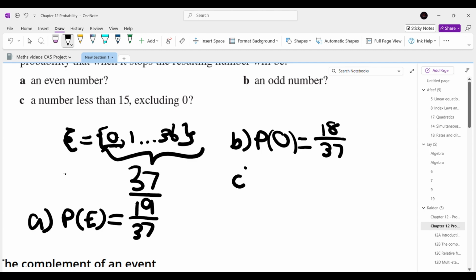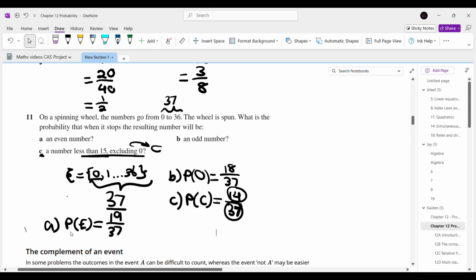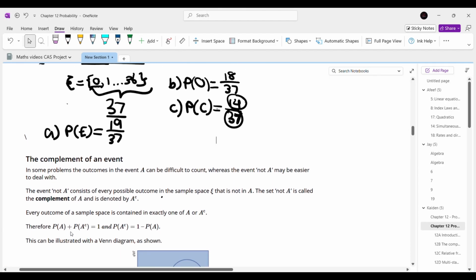And finally, the probability that it's less than 15 excluding 0, we'll call this event C after the question. So for the probability of C, there are 14 numbers which are less than 15 and not including 0. So the probability that one of these numbers is pulled is the number of favorable outcomes, 14, over our total number of outcomes, 37. Now we'll get into some other stuff.